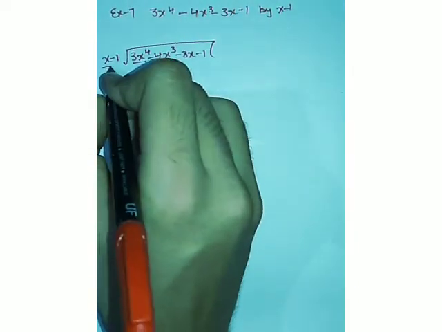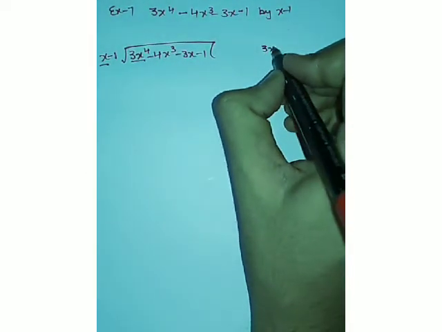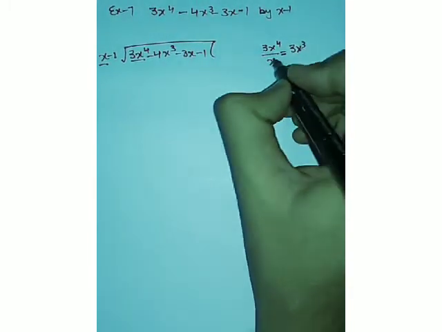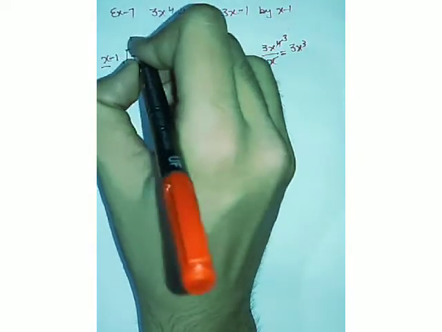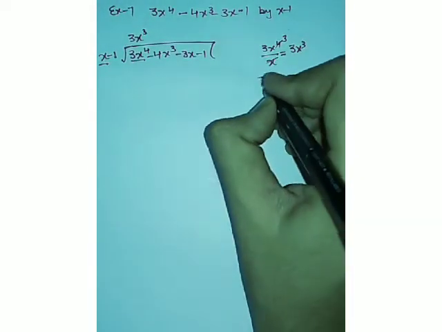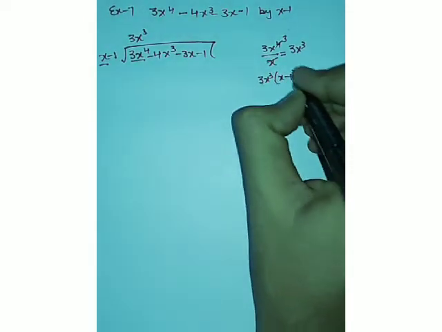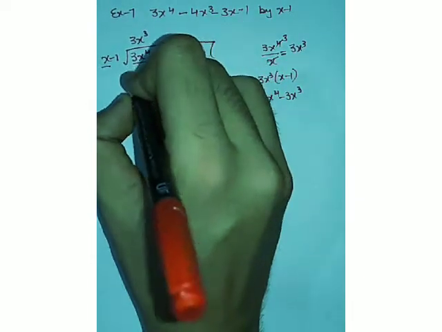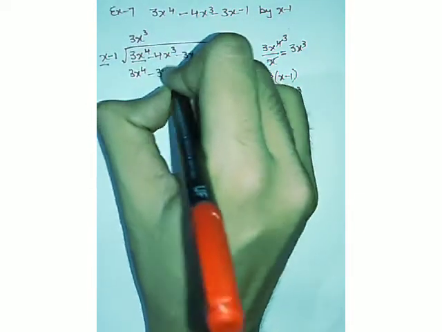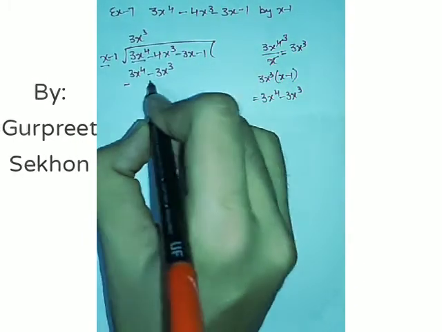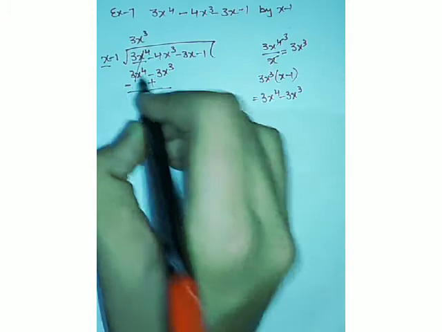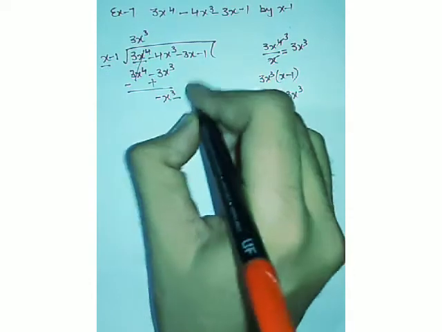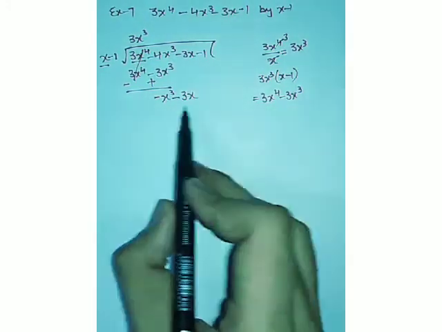First term of this and first term of this, divide both. You will get 3x raised to power 4 upon x, ultimately 3x cube. 3x cube will be written here. Now multiply 3x cube by your divisor. You will get 3x raised to power 4 minus 3x cube. Write it here. Subtract, change the signs, minus and plus. This will be cancelled. Minus 4 plus 3, that is minus x cube. Take one more term, minus 3x. Now this becomes your dividend.